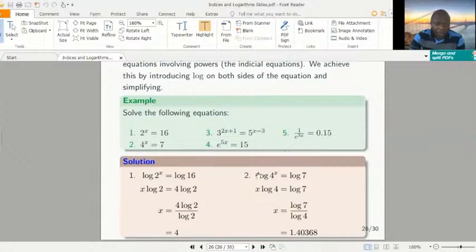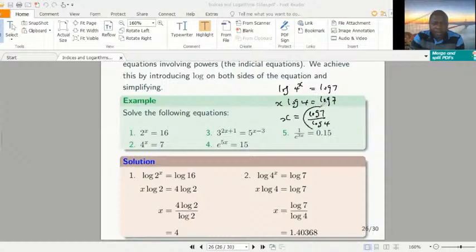Now, I want to do question 2. I need not do it because it's the same thing, you just introduce logs on both sides. But let me just do it. Introduce logs, so it will be log of 4 raised to x is equal to log of 7. This will be the same as x log of 4 is equal to log of 7. Make x the subject of the formula: log of 7 divided by log of 4.